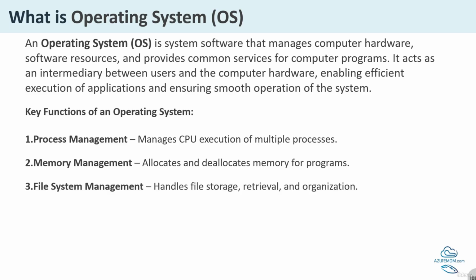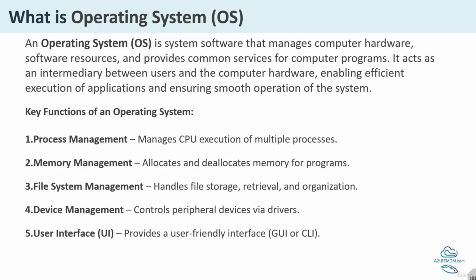File system management. Here, the operating system organizes all your files like a digital filing cabinet. It remembers where you put everything and helps you find files quickly. Device management. It helps your computer talk to printers, keyboards, and other gadgets. The operating system automatically understands most of the devices you plug in.